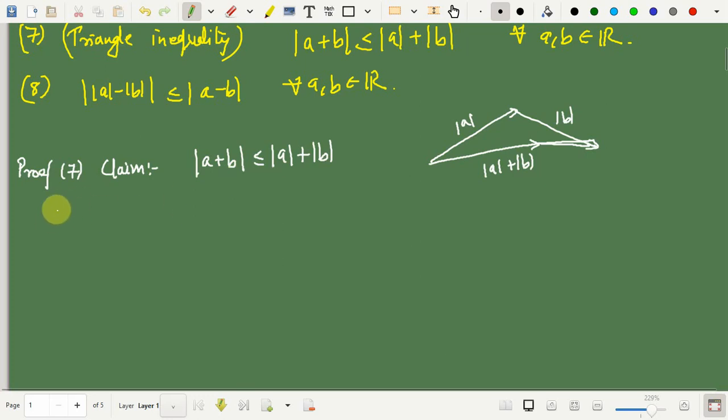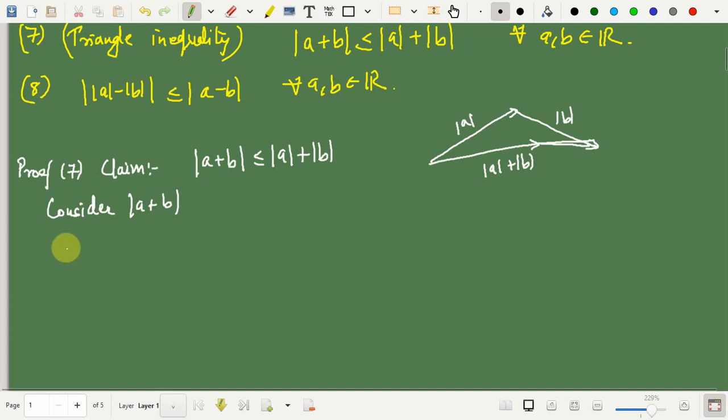So, for that, first we need to consider this mod of a plus b. So, we should have the definition. Okay, now we would use the definition of mod of a plus b as the maximum of a plus b and minus of a plus b. So, that is the maximum of a plus b comma minus a minus b, right.